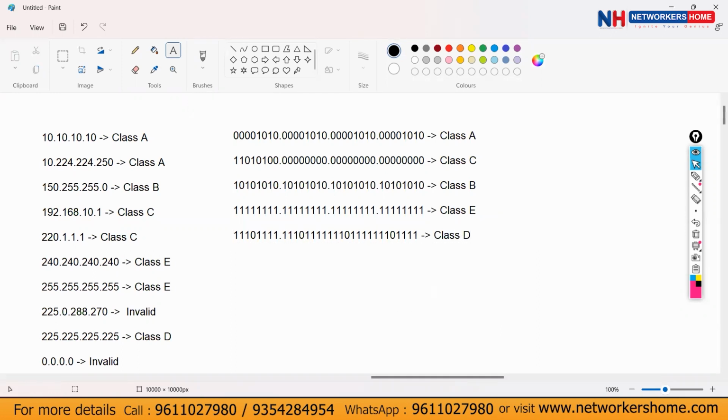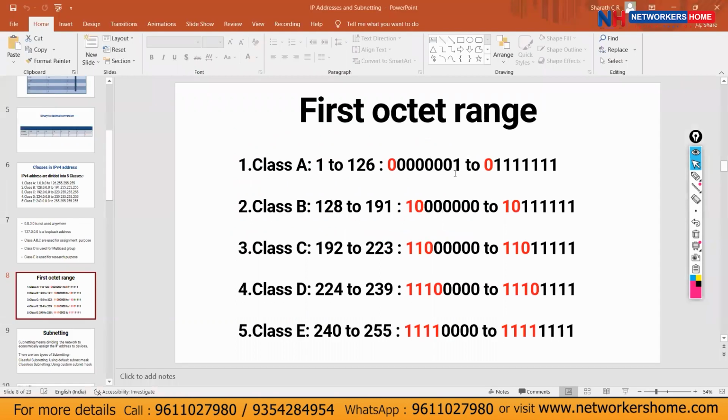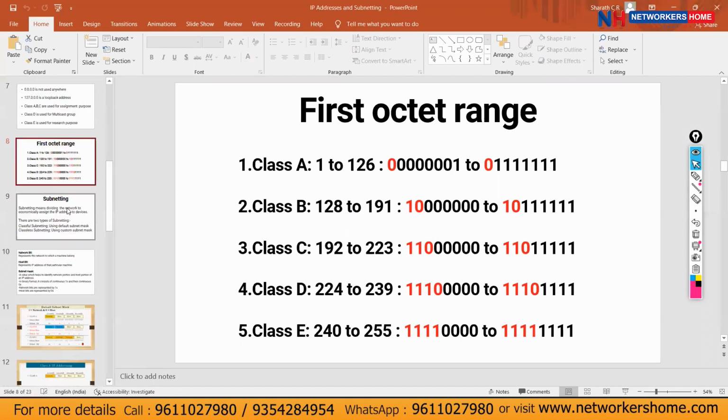Okay. So you guys understood looking at the binary format how do we recognize which class? Look at the common bits. It starts from 0, then it is class A. Which starts from 10, class B. Which starts from 110, class C. Which starts from 1110, class D. It starts from 1111, it is class E. Okay.